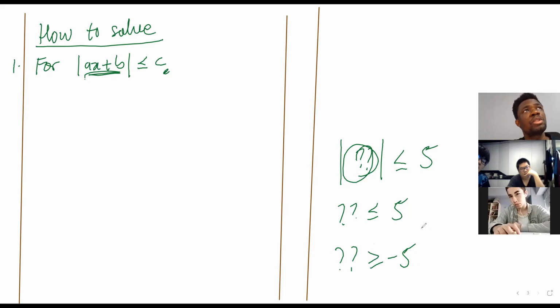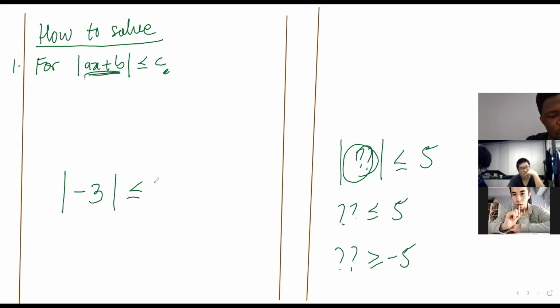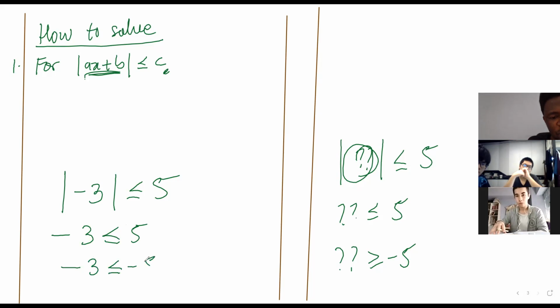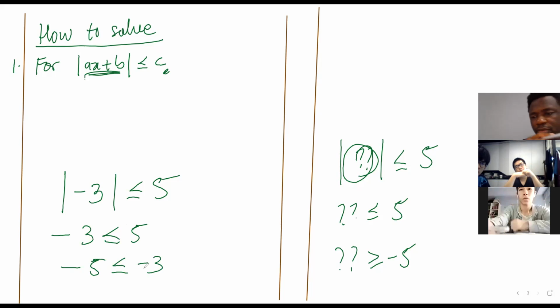Let's see, let me see what scenario I can give you. In this bracket, we have negative 3. It is less than or equal to 5, isn't it? Directly, without considering the absolute value sign, you have minus 3 is definitely less than or equal to 5, correct? Yes. But you cannot say that minus 3 is less than or equal to minus 5, can you? No. Rather, you can say that minus 5 is less than or equal to minus 3.